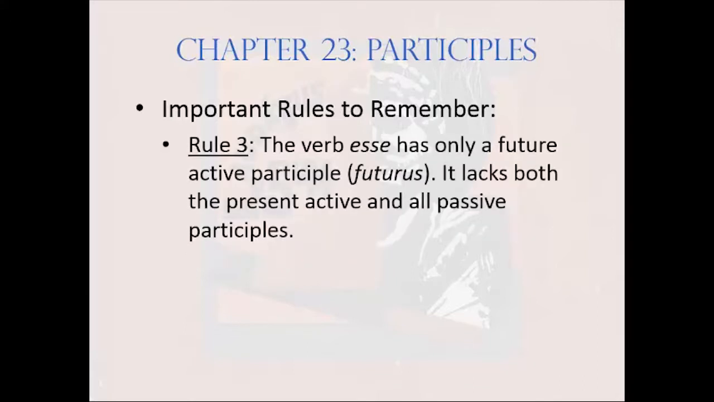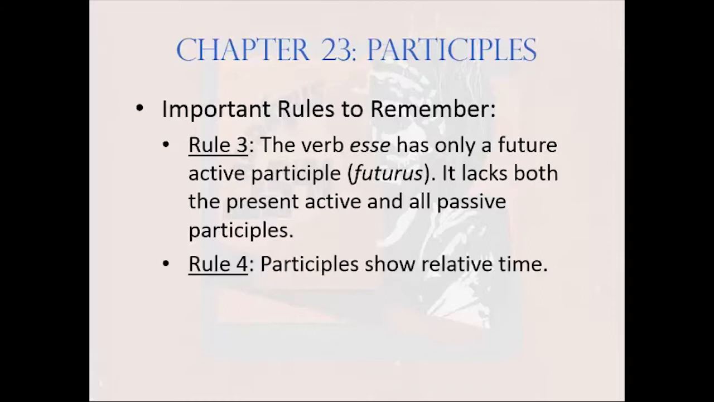Rule 3. The verb esse has only a future active participle, futurus. It lacks both the present active and all passive participles. Rule 4. Participles show relative time.